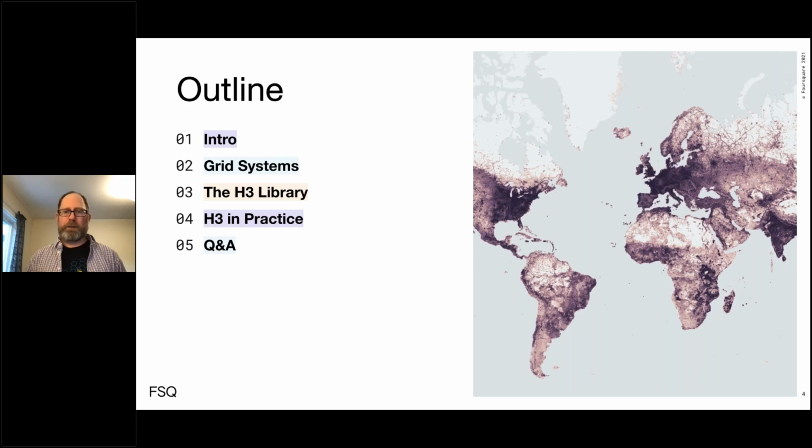So what are some of the things you can actually do? What does it look like to do analytics with a discrete global grid system? And then at the end, we'll have time for Q&A.